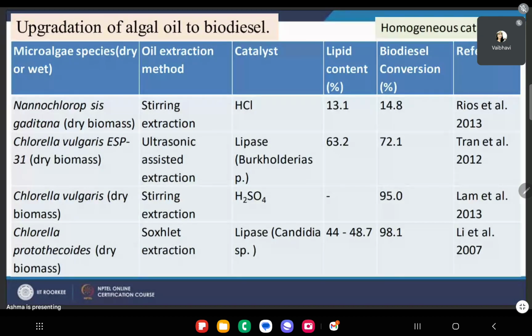So here is the upgradation of algal oil to biodiesel. Here some of the microalgae species are given, and the oil extraction method used for that algae, the catalyst used, what lipid content we get, and what is the biodiesel conversion rate. These are taken from different papers. You just go through these, and these are for your reference. There is no need to remember these.